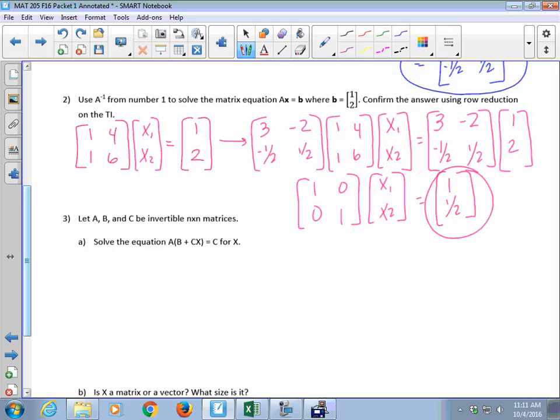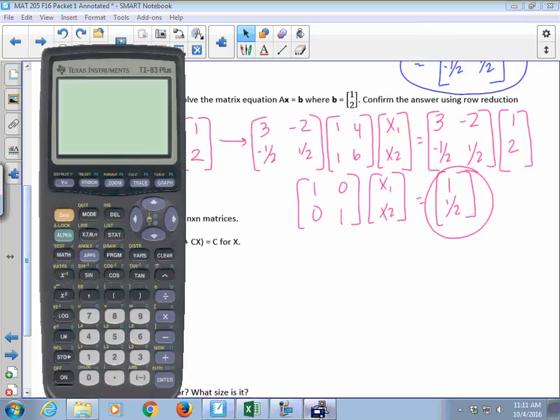And then if I want to confirm using row reduction, I'm going to put in the matrix A and augment with 1, 2. So I need a 2 by 3 matrix: 1, 1, 4, 6, and then I'm augmenting with 1, 2. So this is how we would have solved this equation before today.